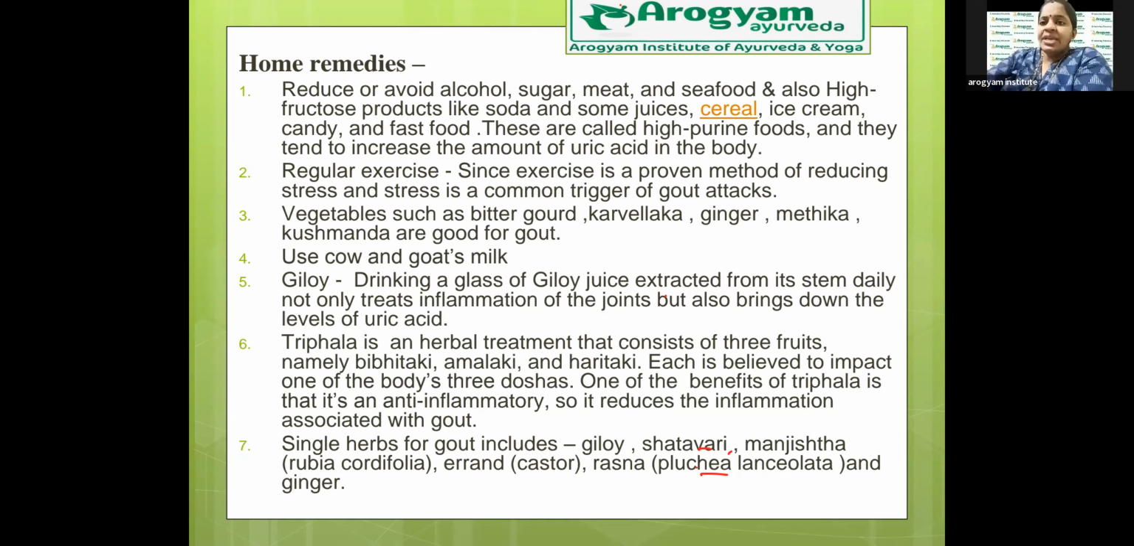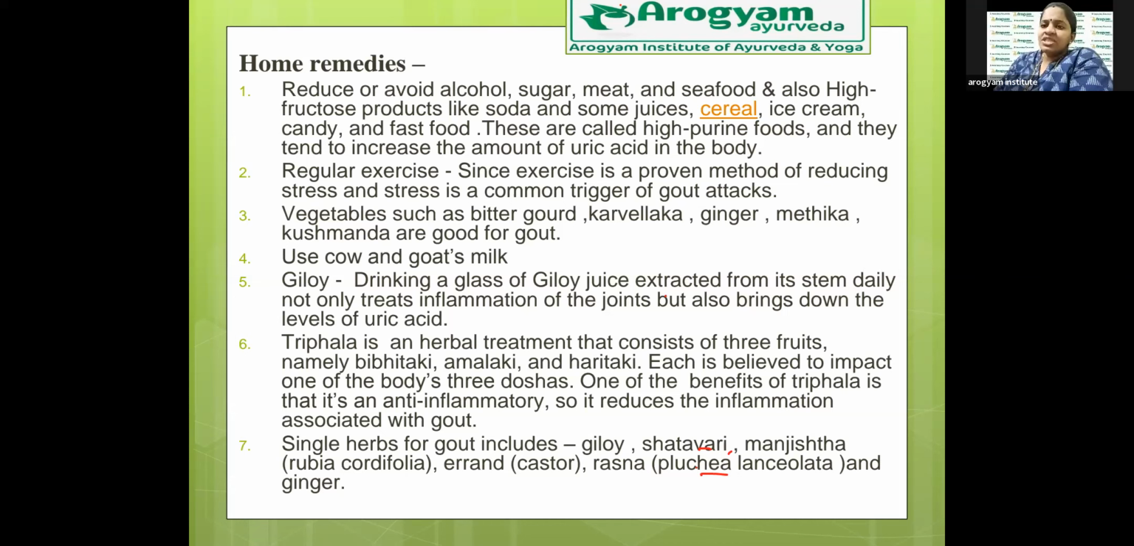Giloy. Drinking a glass of giloy juice extracted from its stem daily not only treats inflammation of the joints but also brings down the levels of uric acid. So giloy is the drug of choice in this problem.